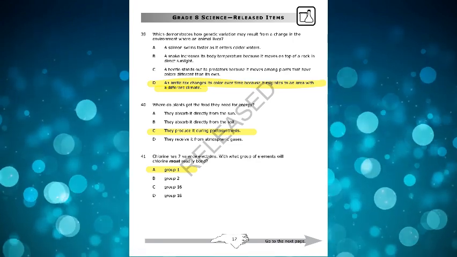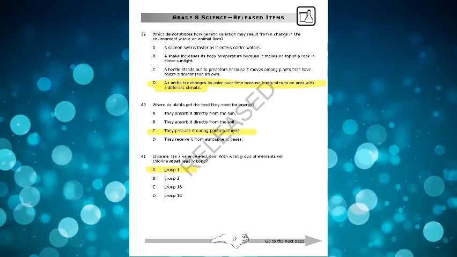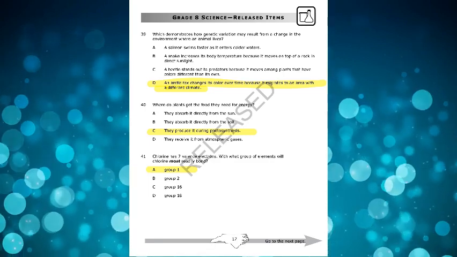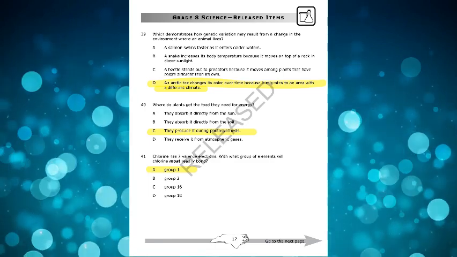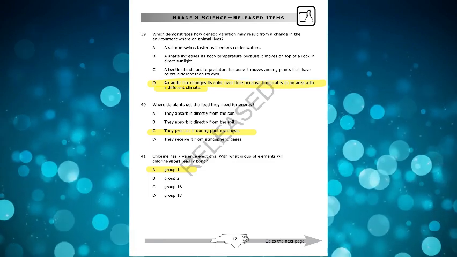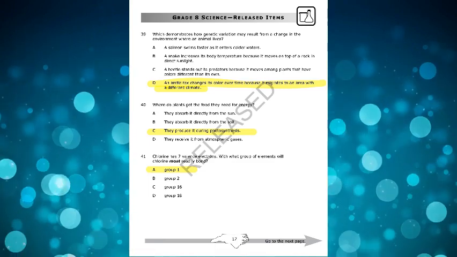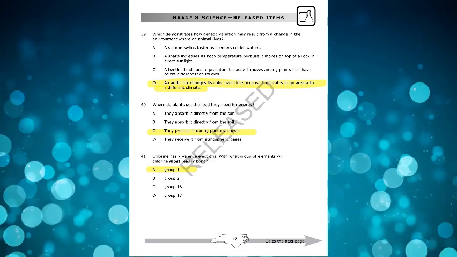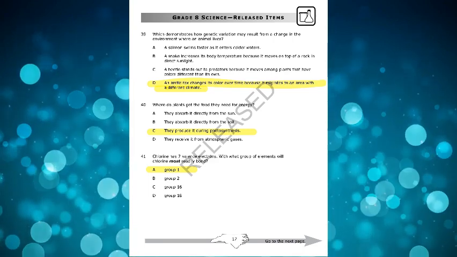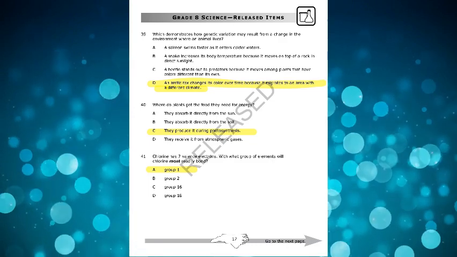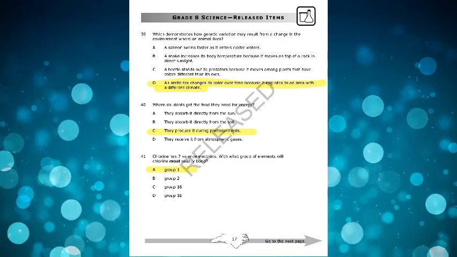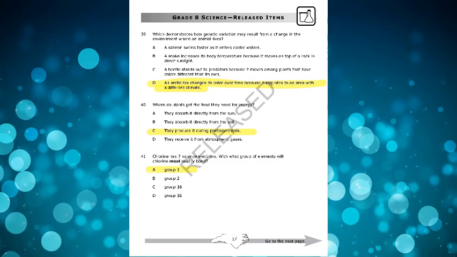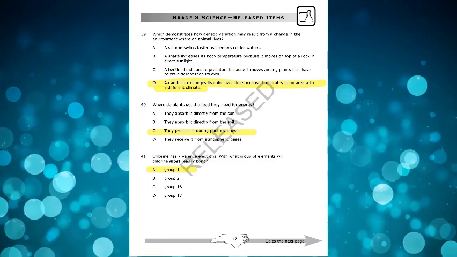40. Where do plants get the food they need for energy? They produce it during photosynthesis. And so, of course, we know what they need for that. They need sunlight, they need carbon dioxide, and of course, they need water to enable them to do those things. But they are producing this during photosynthesis.